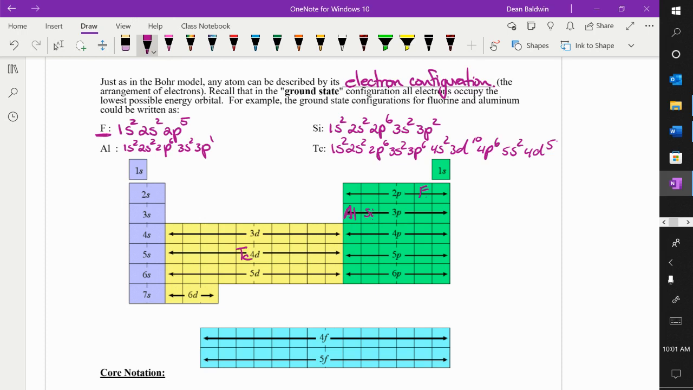Where's the weird part? I don't know if it's weird, but the change up is right there. 3d gets filled before 4p, and then at the end, you're filling the d's again. You literally just follow the periodic table to get the electron configuration.